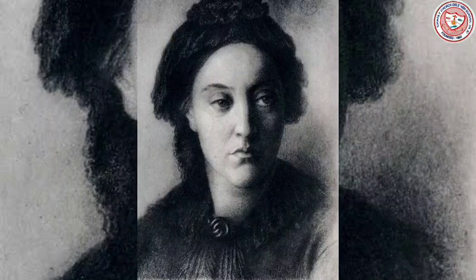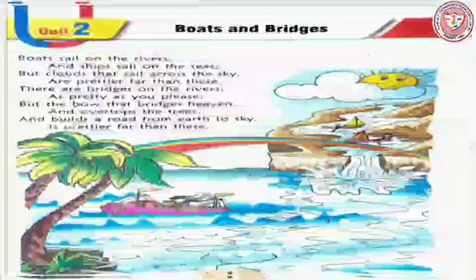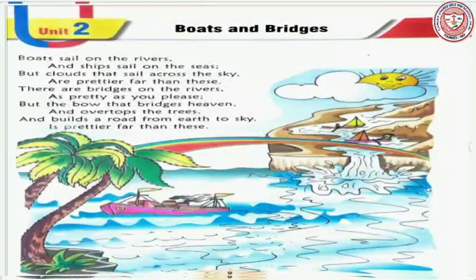Christina Georgina Rossetti was an English poet who wrote various romantic, devotional and children's poems. In this poem, the poetess says that there's a big difference between God-made things and man-made things. The poem begins with the speaker describing how both ships and boats sail. Both sail on the rivers and ships sail on the seas.